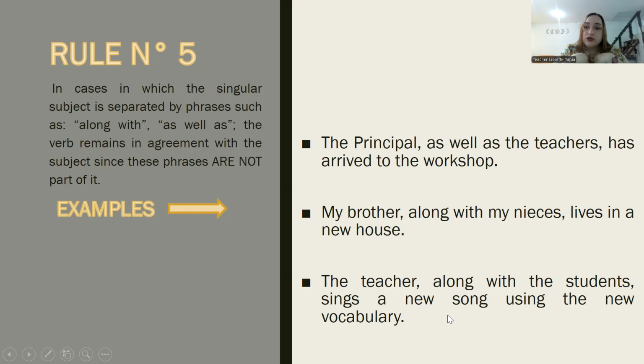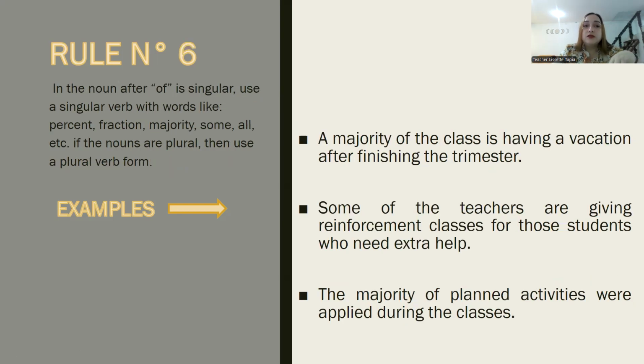If I am a preschool teacher and I say I'm going to sing a song with my students, I am using several nouns. But if I say the teacher is going to sing this song, I can know that he is going to do it with all the students. So that's why it's not necessary to change the subject and the verb. And the last rule says that if the noun after of is singular, use a singular verb with words like percent, fraction, majority, some, all, etc. If the nouns are plural, then use a plural verb form. So it is similar to a previous rule.